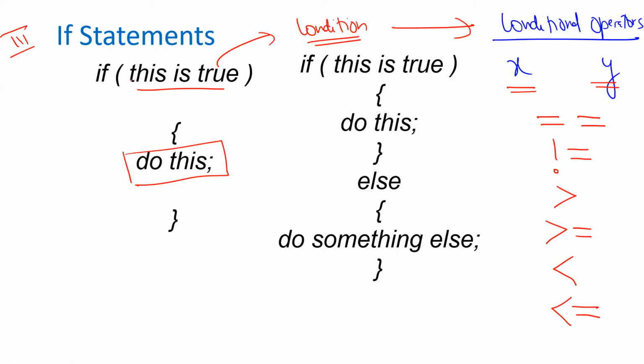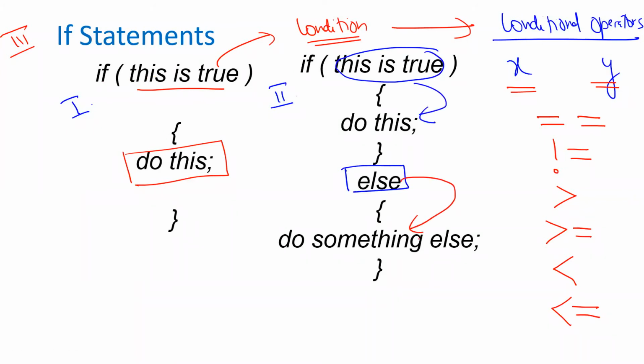So this is the first variant of the if statement. The second variant of the if statement is where we use an else condition. If this condition is true, then execute this part, else you execute this part. This is an if else condition.